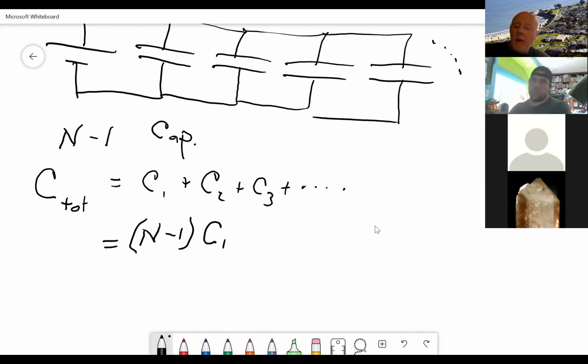Is it going to lead up to having to do the Taylor series? No, I don't think so. I just have a bunch of capacitors, but they're all in parallel and they all have the same amount. So it's just n minus 1 times the capacitance of the first one.